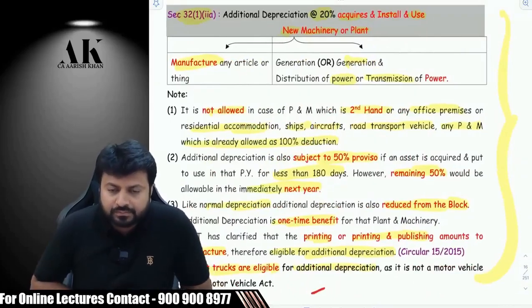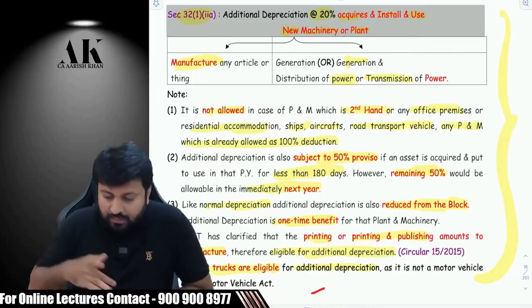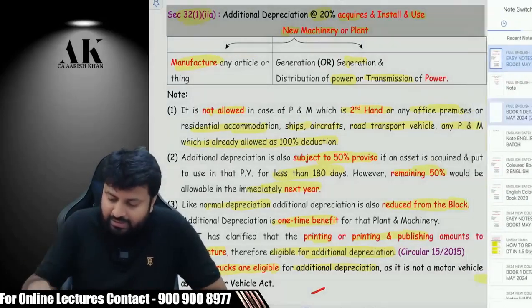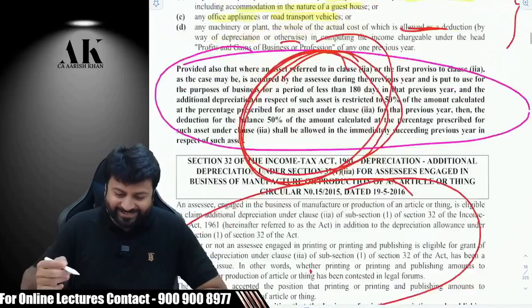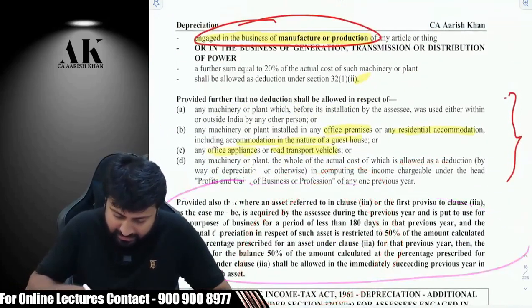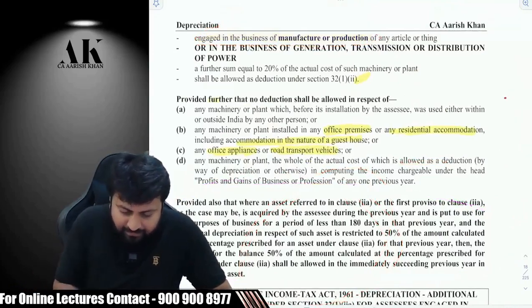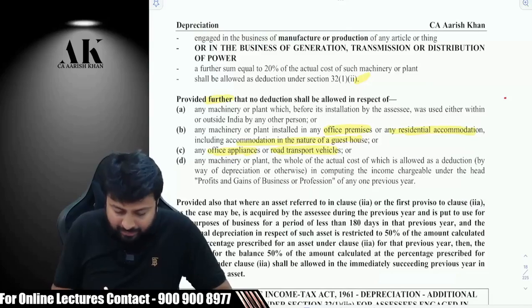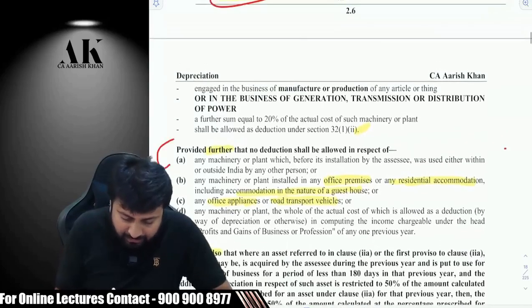Sir, 32A had two clauses: provided further, provided also. Where is the first proviso? Yeah, that's a very good question. You are asking this question because yesterday I taught you this, right? You are saying that this particular section has two provisos, provided further and provided also. So before provided further, there has to be one more proviso, right?